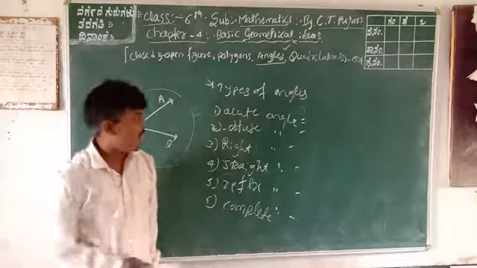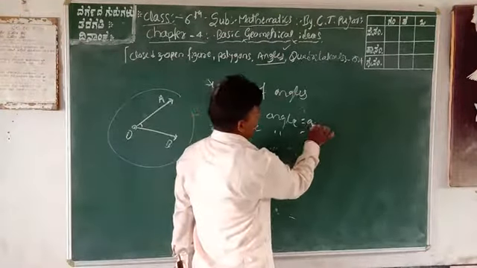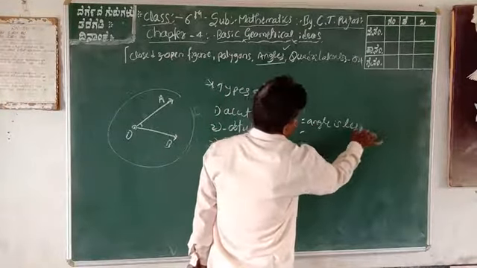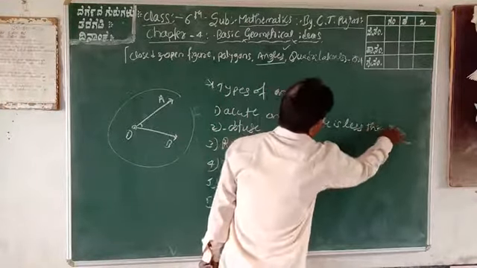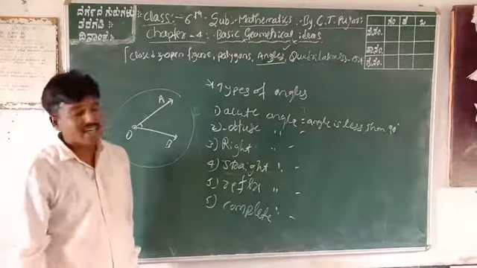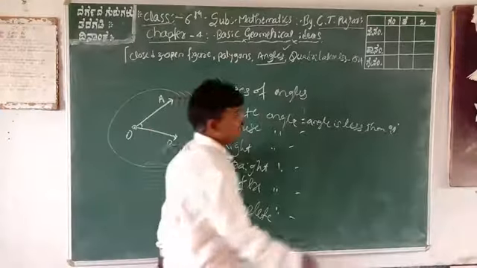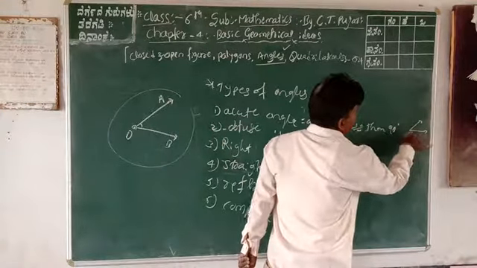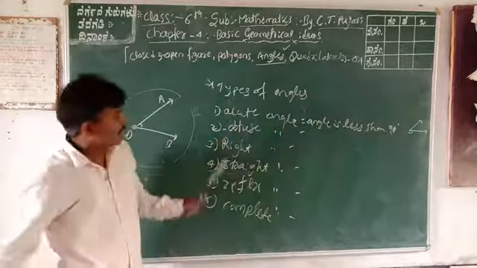An acute angle is an angle that is less than 90 degrees. Only if it is less than 90 degrees, that is an acute angle. For example, this is an acute angle. Got it? Acute angle. What about obtuse angle?